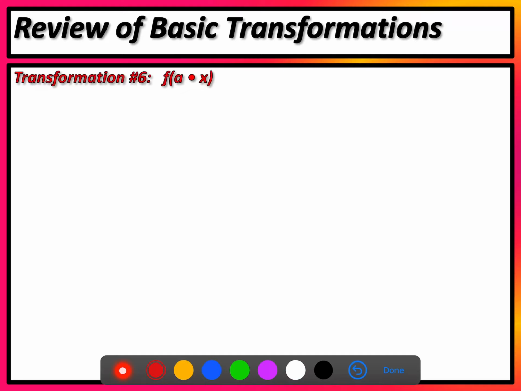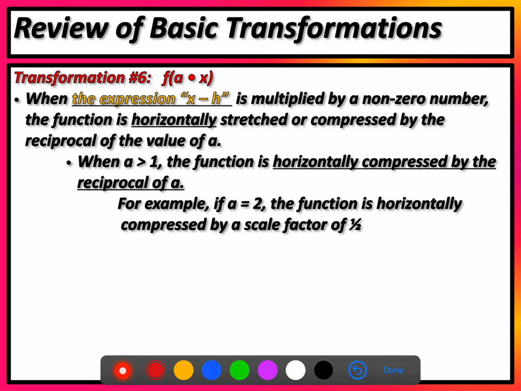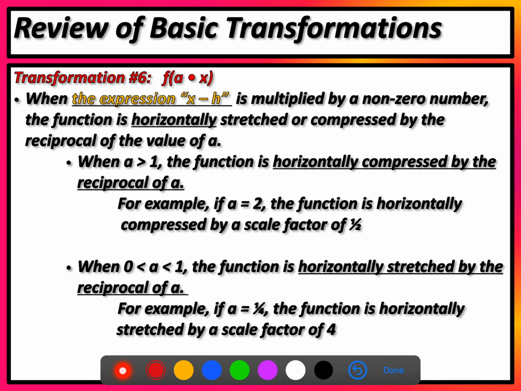Okay, and our last transformation, number 6, when we put a non-zero value inside our function, this is going to horizontally stretch or compress. So a constant in the front of our function is a vertical stretch. A constant inside is a horizontal. Now, the difference here from the vertical is that it's going to be by the reciprocal value.